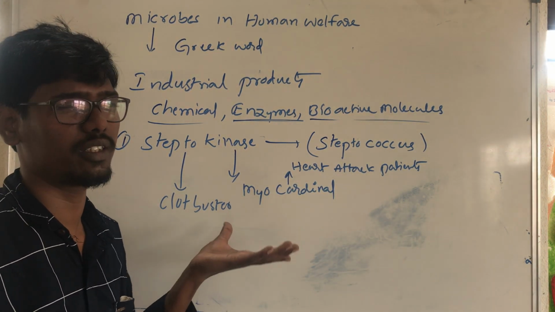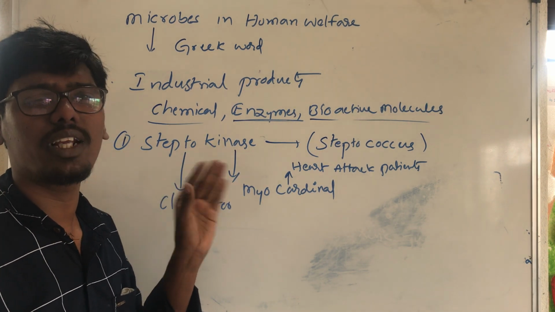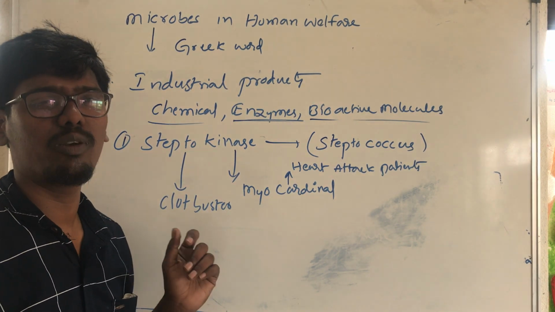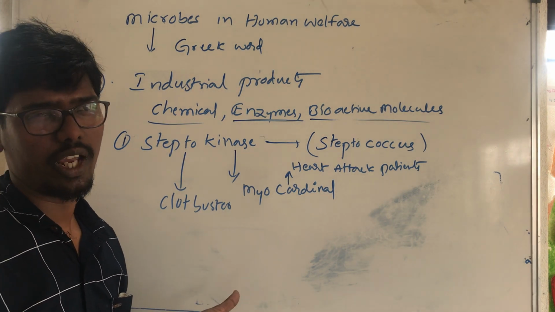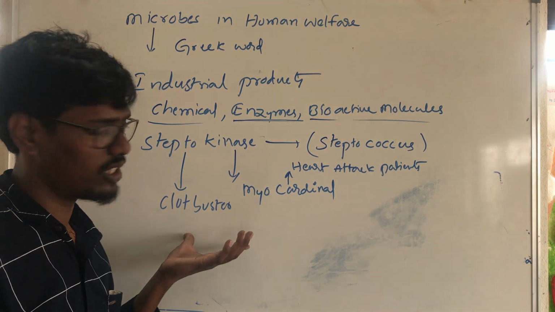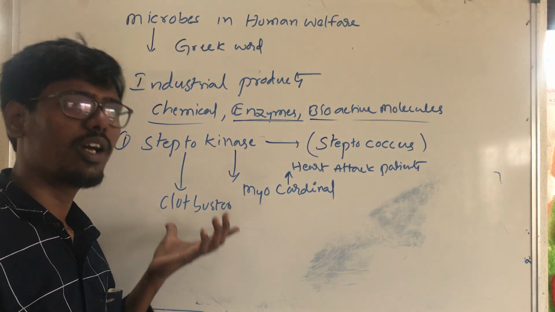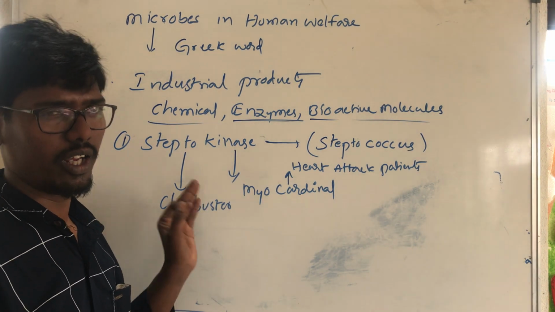Why does a heart attack happen? The fat gets clotted in the blood vessels. So that's why a heart attack happens. This clotting is removed by streptokinase.